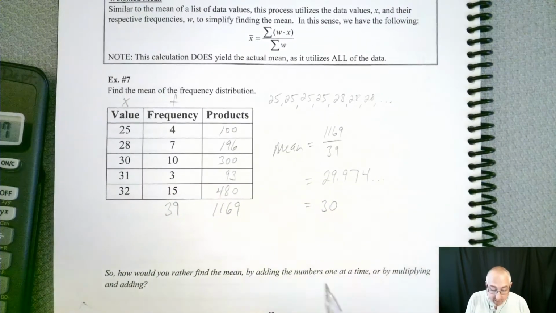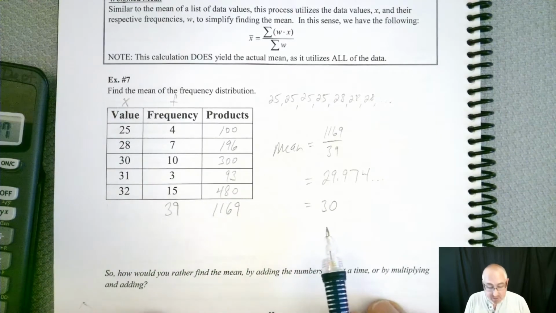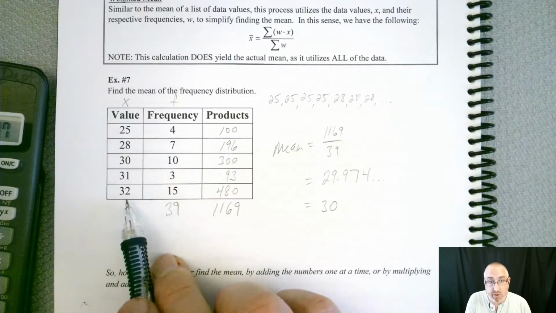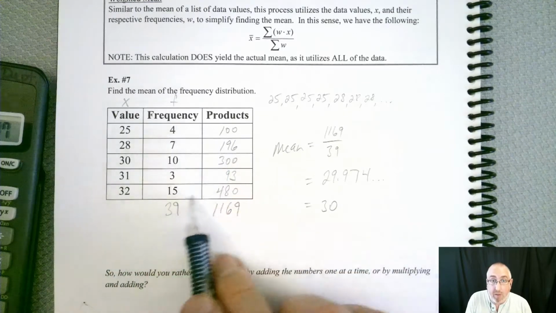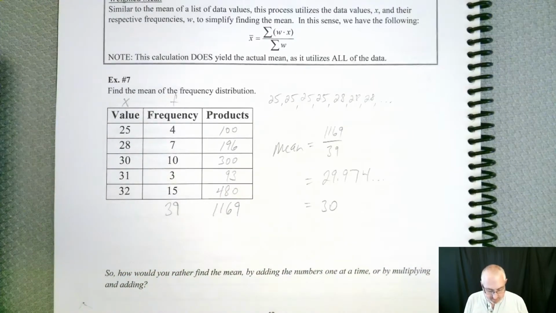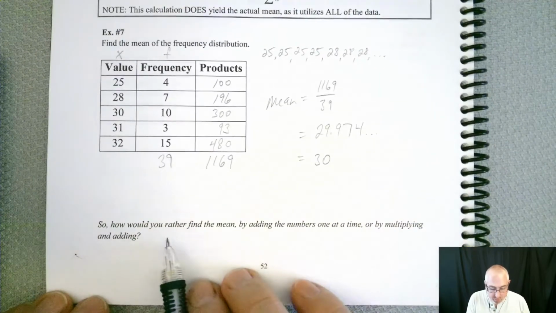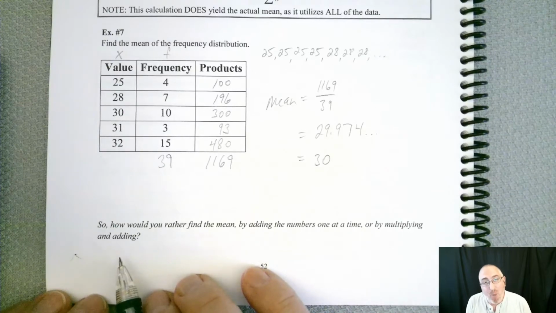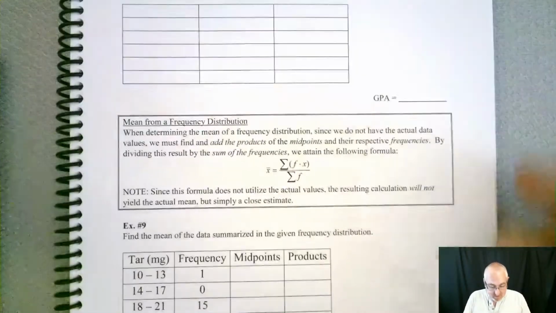So, and just to compare it back to our table, does this look like the middle? And the answer is yes, because if we look at our values, the smallest one is 25, the largest one is 32. 30 is in the middle just on this table, but if we looked at all the data values, 30 is still going to be in the middle. So we're probably correct. Now, looking at the question at the bottom, so how would you rather find the mean, by adding numbers one at a time or by multiplying and adding? Hopefully you're saying multiplying and adding. All right, so let's take a look at a couple more problems.